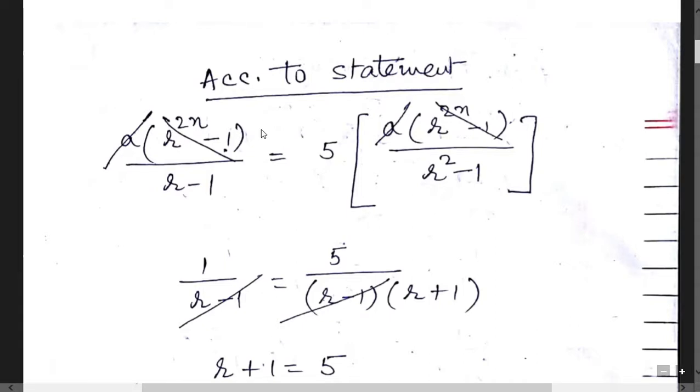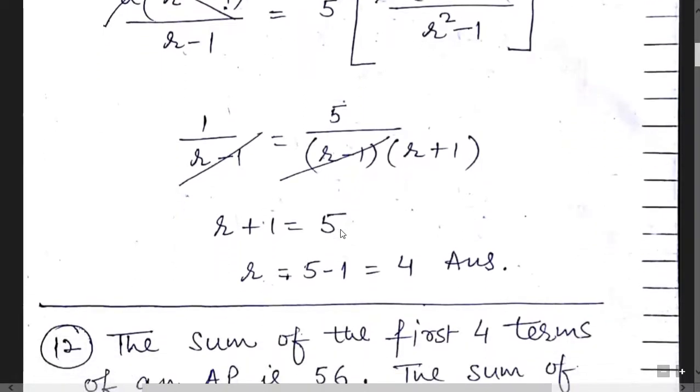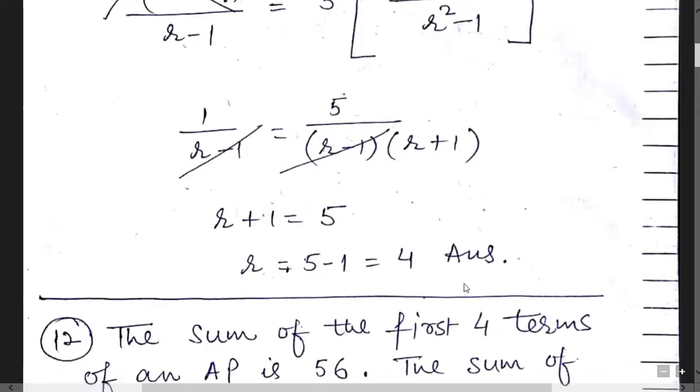Clearly the numerator terms cancel with each other and the resulting equation is 1 over r minus 1 equals 5 over r minus 1 into r plus 1. R minus 1 cancels with each other, and r plus 1 when multiplied by 1, it's r plus 1 is equal to 5. It means you can write r is equal to 4.